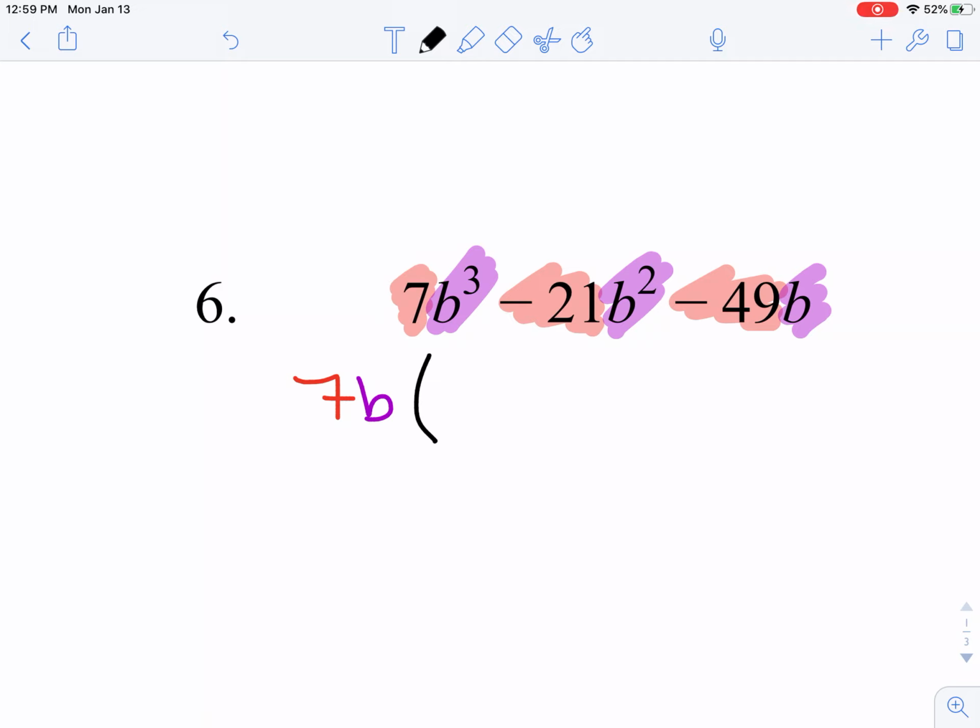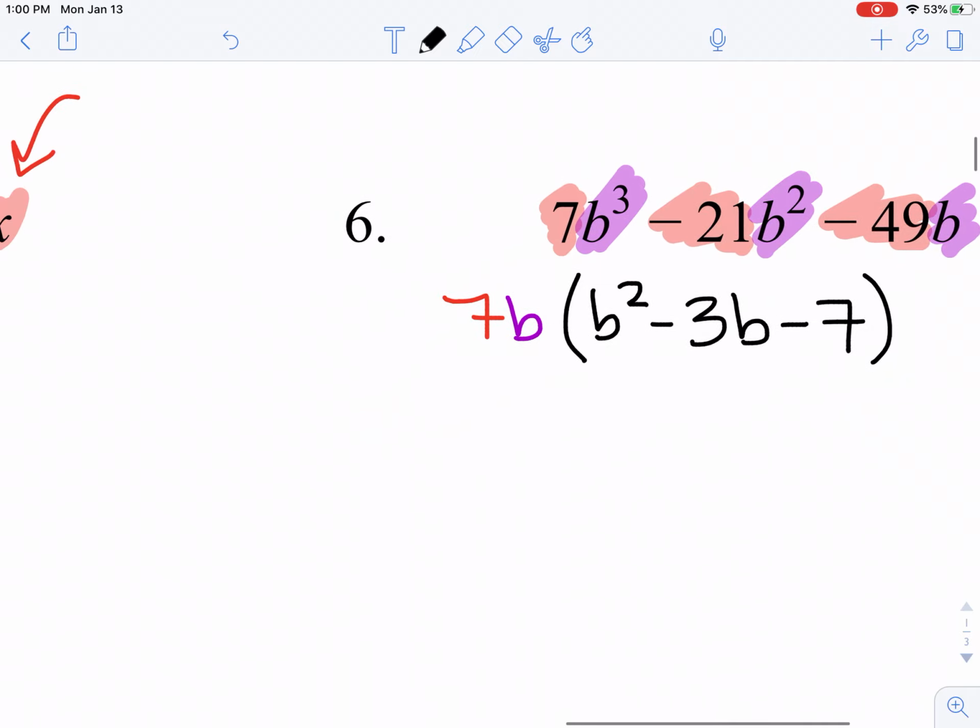So if I divide 7b cubed by 7b, I'm left with b squared. Negative 21 divided by 7 is negative 3. I take 1b out of the b squared, I'm left with just 1b. And then negative 49 divided by 7 is negative 7. B divided by b is 1, so we just leave it b. Okay.